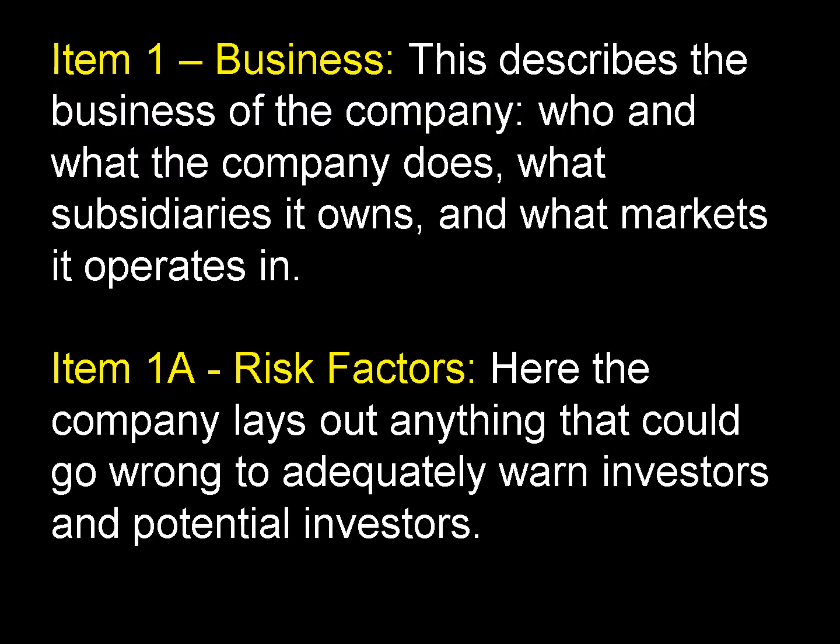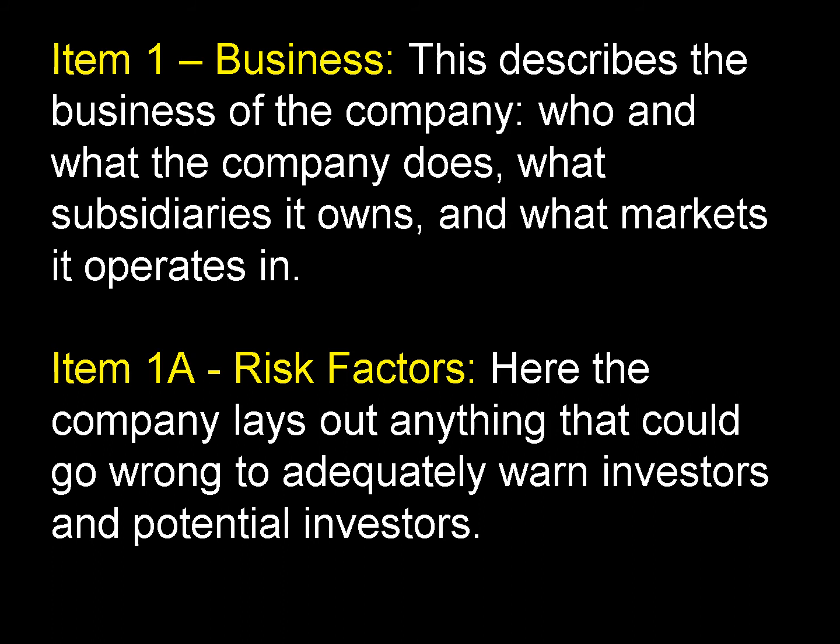Now, Item 1 in the 10K really has 2 parts. Item 1 and Item 1A. Item 1 is a description of the business. It should be a thick, rich description of the businesses of the company. Who is the company? What does it do? What subsidiaries does it own? What products does it make? What services does it offer? What markets does it operate in?